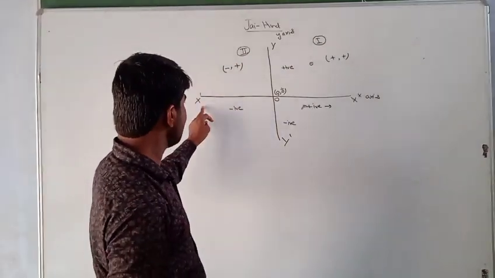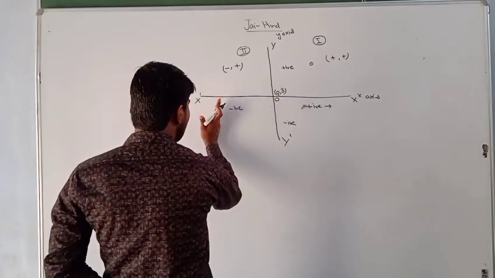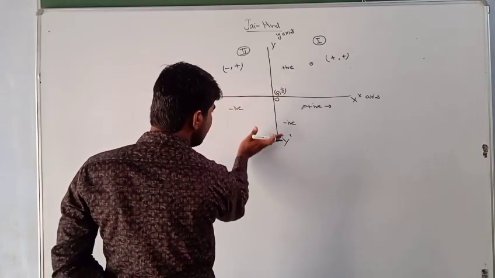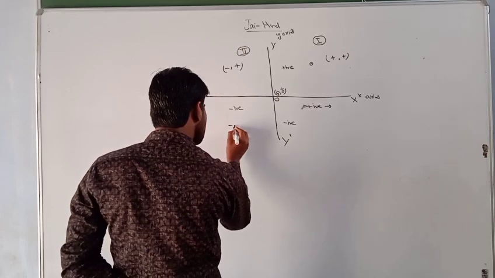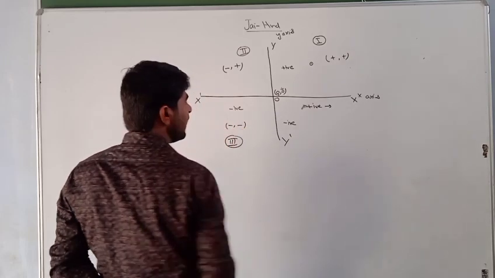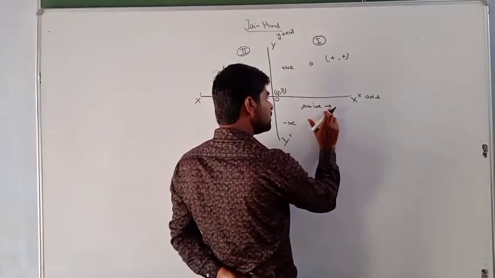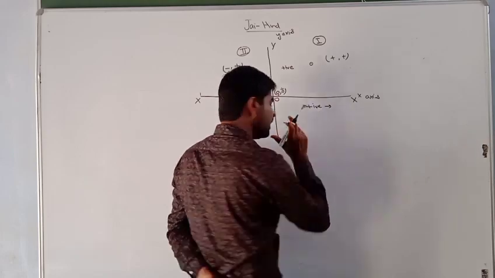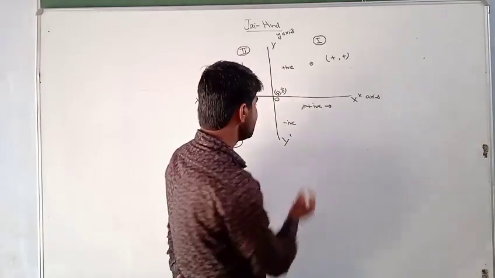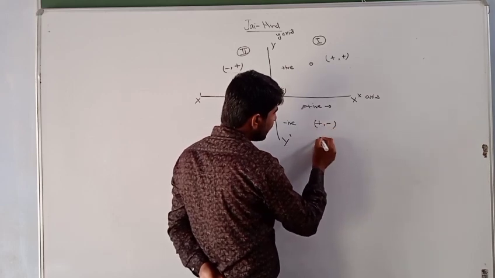Then X'OY': you can see that the value of x is negative and the value of y is also negative. So this will be the third quadrant. And further, we can see that the value of x is positive and the value of y is negative, plus minus. That is the fourth quadrant.